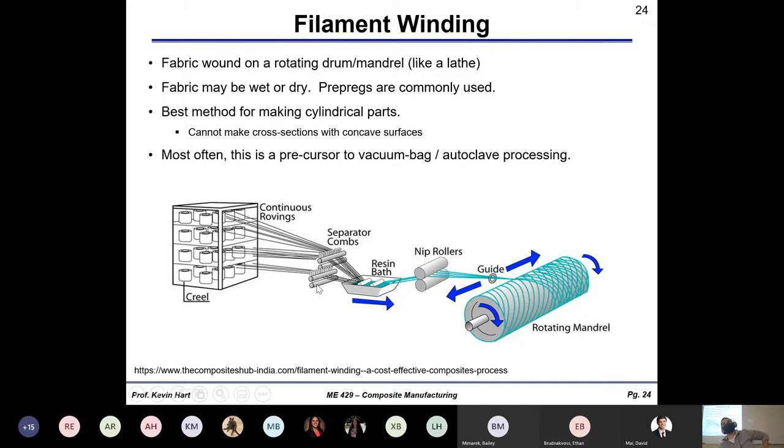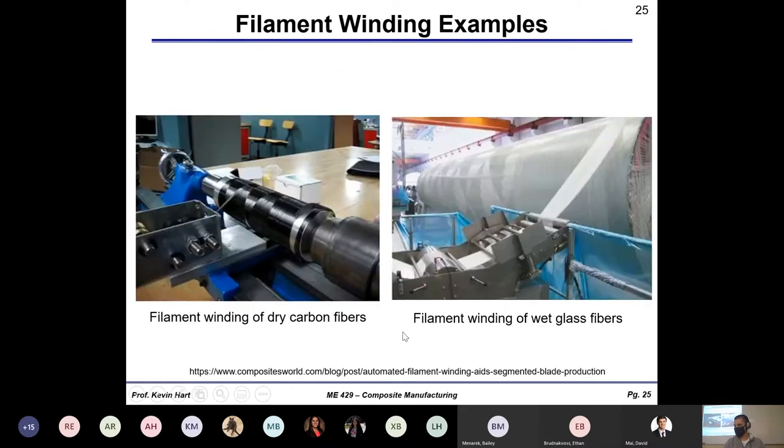And the fabric doesn't necessarily have to be wet for this process. You could wrap dry fabric around a mandrel and then some time later infuse the resin into the dry fabric. This is typically a precursor to vacuum bagging if it's dry fabric that you're applying. And even if it's wet fabric, usually it's a vacuum bagging process.